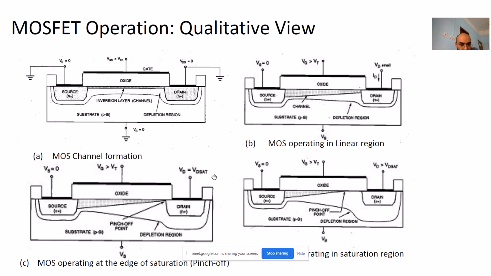Beyond that, in the fourth diagram, if you keep on increasing VD beyond VD sat, then the channel which was formed up till the drain starts decreasing in length. It moves towards the source side. So this is what is happening once the channel is formed in the inversion region. You have three modes: linear region, pinch off region, and the saturation region. Pinch off is like the starting of saturation.